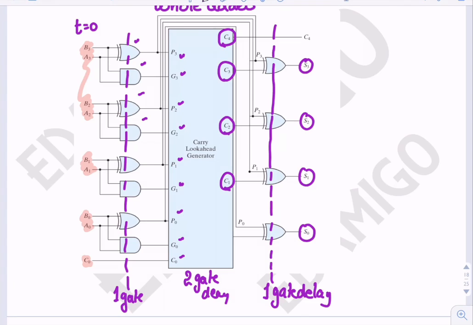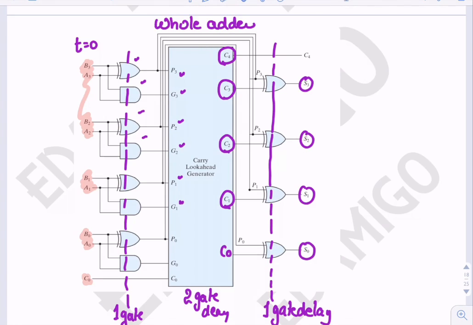Okay, now if we want to analyze this whole thing, let's start from A0, B0 and C0. These inputs are available at t equals 0. After one gate delay we get P0, G0 and C0. S0 can easily be obtained: C0 is already available, P0 is available after one gate delay, and after that we get S0 after simple two gate delays.